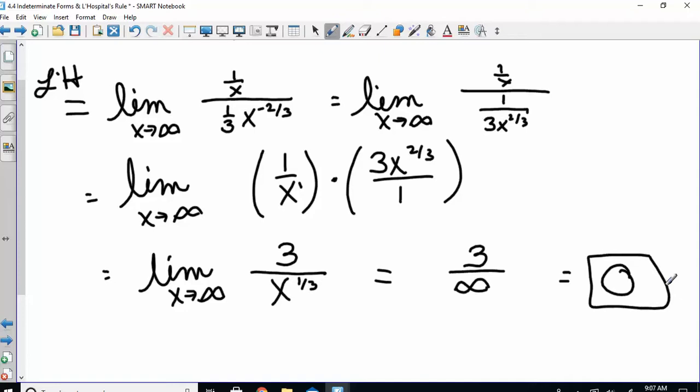So I highly recommend simplifying as much as you can, especially if after you do L'Hopital's you have fractions and fractions, clean that up a little bit. Use your algebra to clean it up so that we can get to an answer. All right. Let's try a few more.